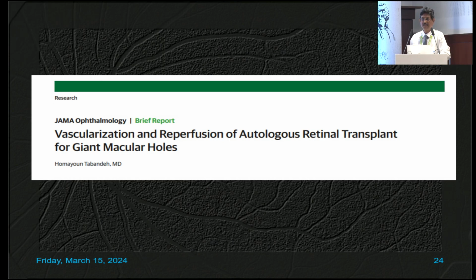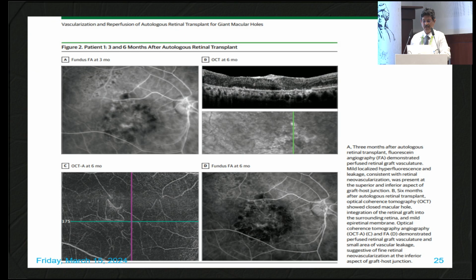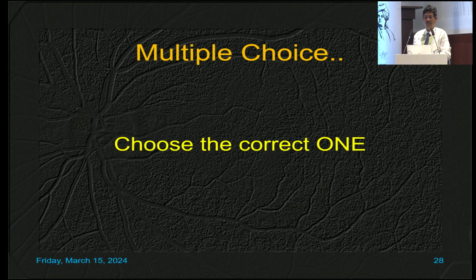So now the question is whether the graft is surviving or not. The vascularization and the reperfusion of that autologous retinal graft is most important. I'll give you a classic example where fluorescein angiography and OCTA have been done, which has shown a successfully closed macular hole with the retinal graft, and the graft has also taken up quite well. With the central area, vascularization is not there, but the marginal vascularization is there. So you have multiple choices, and you need to choose the correct one to prove it.